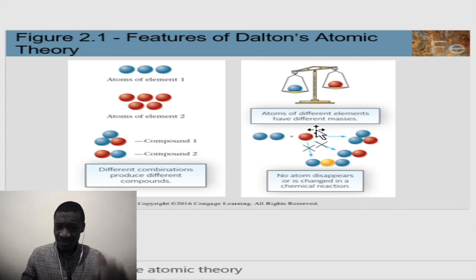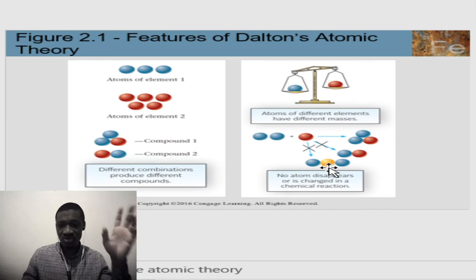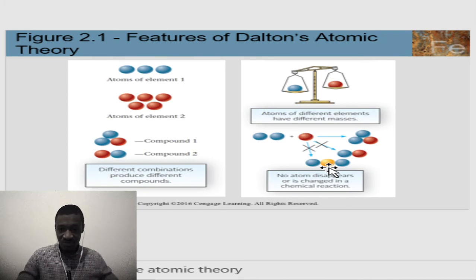Notice that he said 2 other things don't happen. You can't put 2 of element 1 and end up losing 1 of that element 1. Or you can't have element 2 change, or even element 1 change. So no change, no form of disappearance can happen, no form of change can happen. What you add at this end is what you receive at the other end.